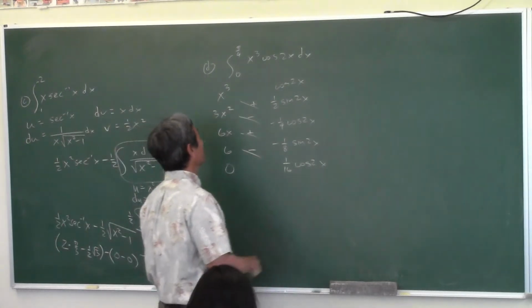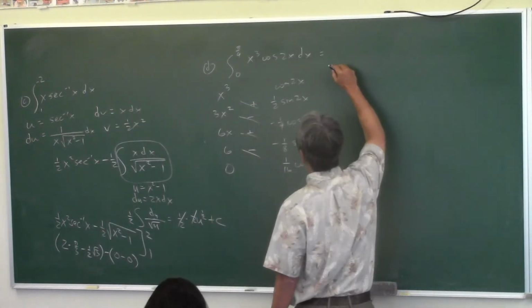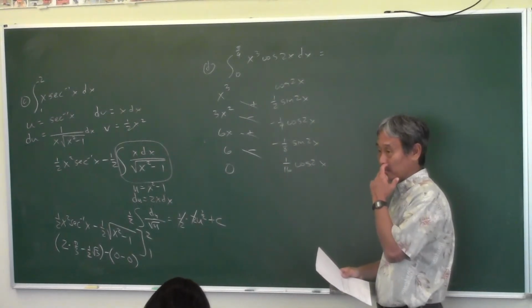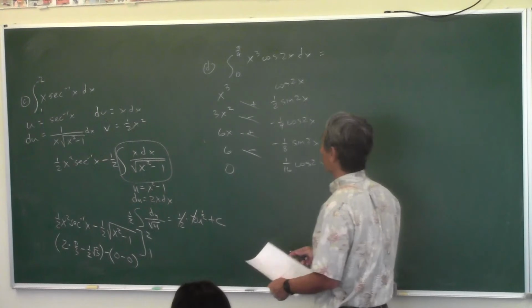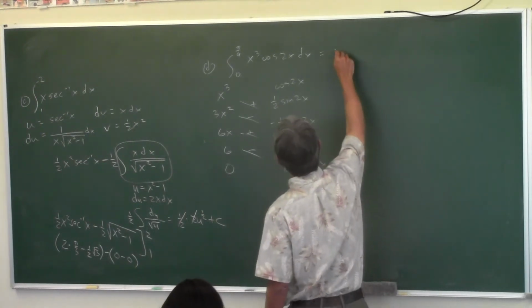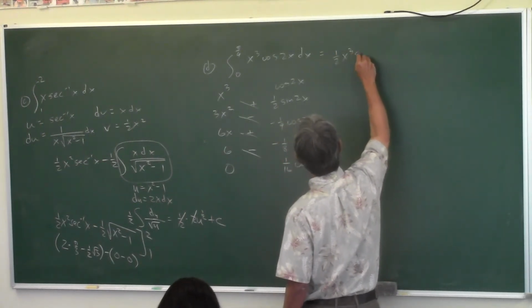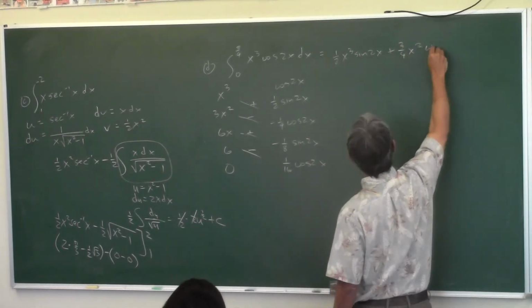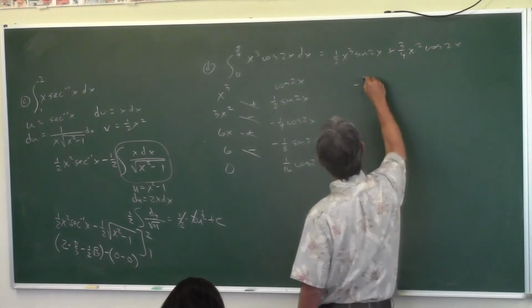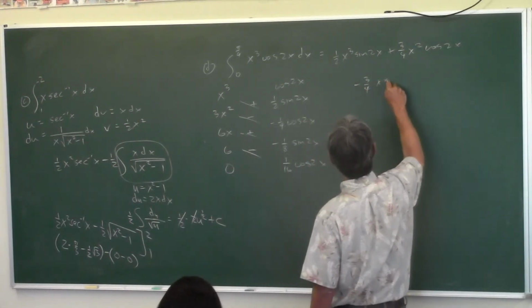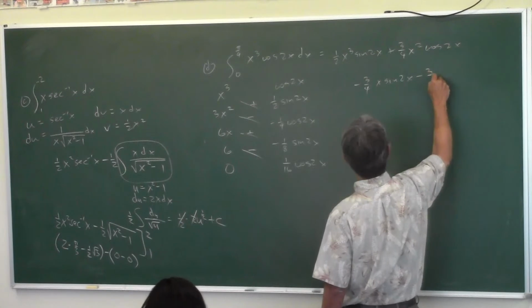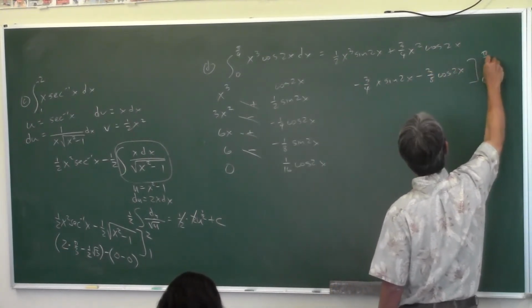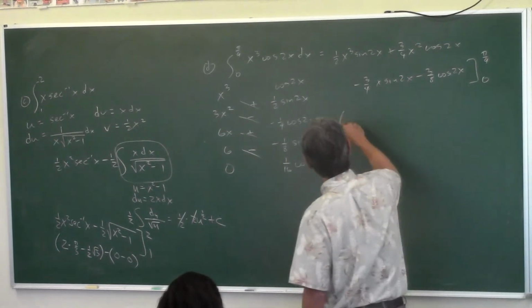Okay, so this is it. We're good. You said okay, but then you said you got this. No, I just can't plug in the number. So we have 1/2 x cubed sine 2x plus 3/4 x squared cosine 2x minus 3/4 x sine 2x minus 3/8 cosine 2x, and then we go from 0 to pi over 4. This looks like a quiz problem. Okay, I'll plug in the numbers.